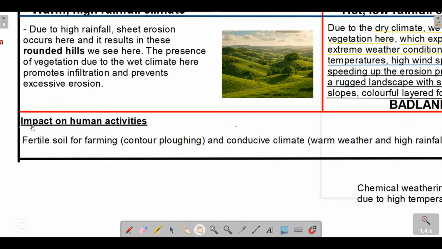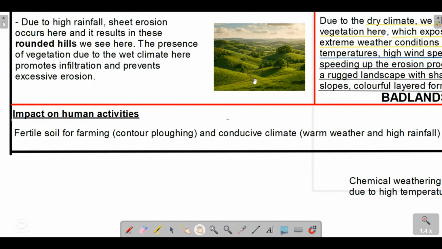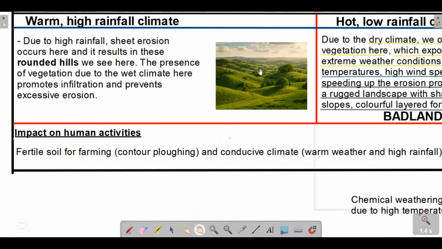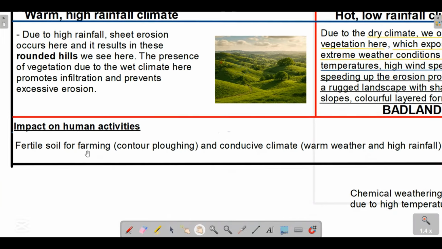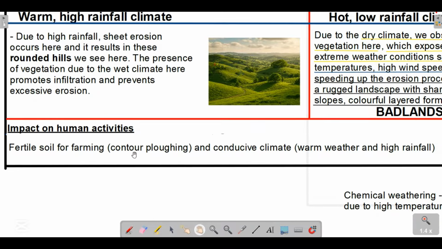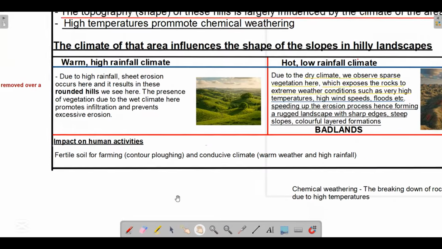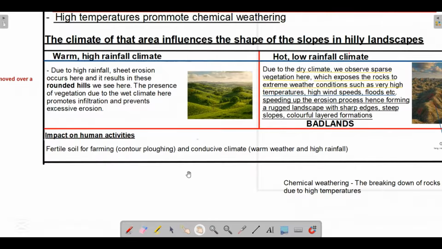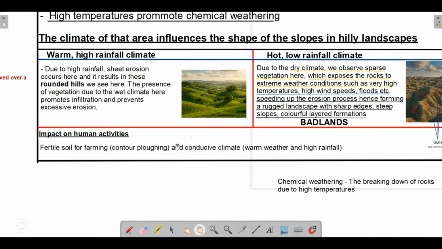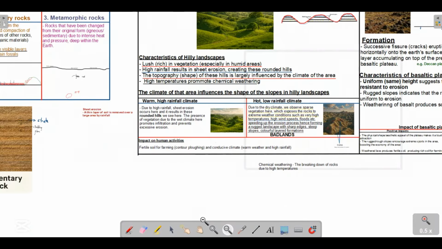Now, what impact do these hilly landscapes have on human activities? Well, particularly this one right over here produces fertile soil for farming, and so you can practice farming here, implementing a particular farming technique, like contour plowing. And this is quite a conducive climate, so it's really good for farming. It has warm weather and high rainfall, so you can practice farming here.